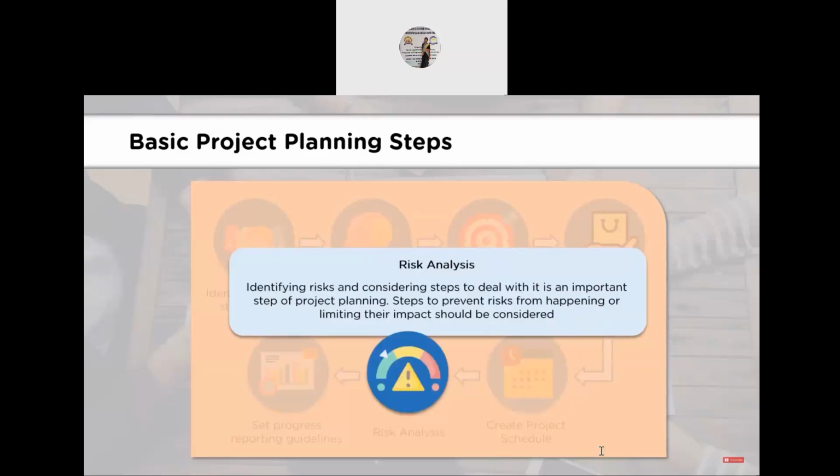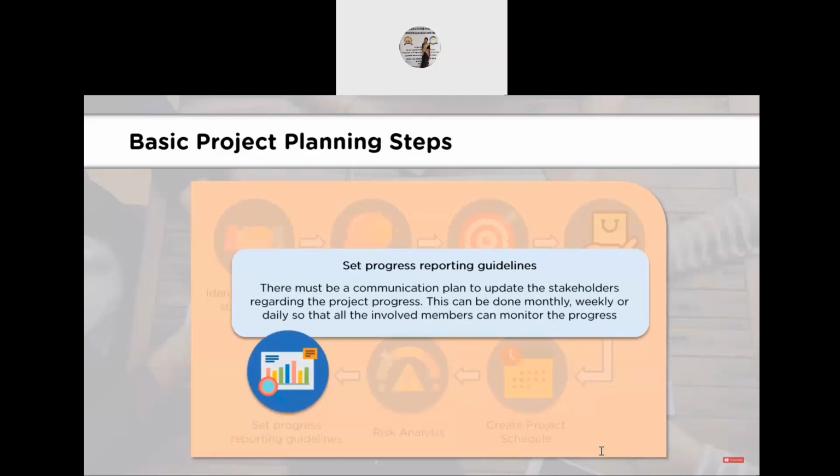The next step is the step of risk analysis. This step plays an extremely important role in the success of the overall project. It helps in identifying the risks, prioritizing them, and taking steps to limit them. The last step in project planning is to generate progress reports. In this step, we update the stakeholders about the project growth, and it is done so that all the concerned team members can have a look at the progress of the project.